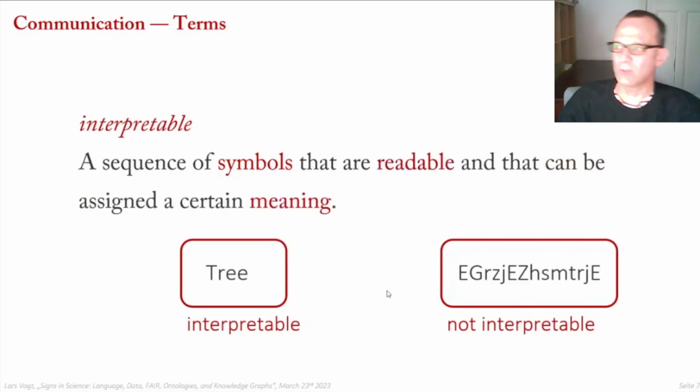Now, if we look at interpretable, then we can say that it is a sequence of symbols that are readable, so we refer to the earlier definition, and that can be assigned a certain meaning. So something that I can read out loud and make sounds, and then also assign a certain meaning to that sound. And see here, we have the term tree. I can read it and I know what it means. It's interpretable. This I could read, but it has no meaning.